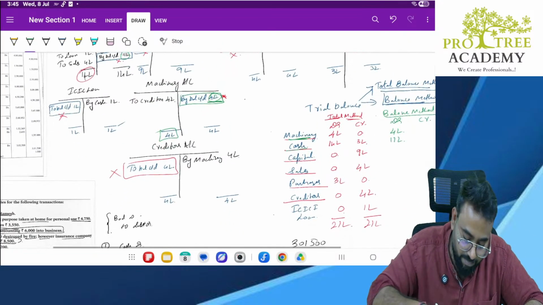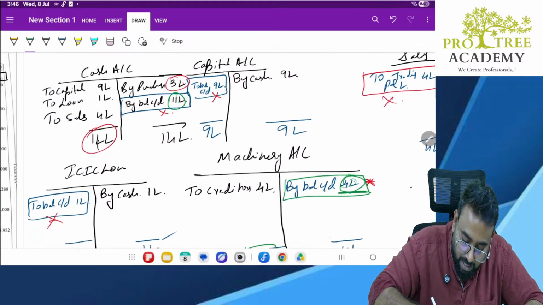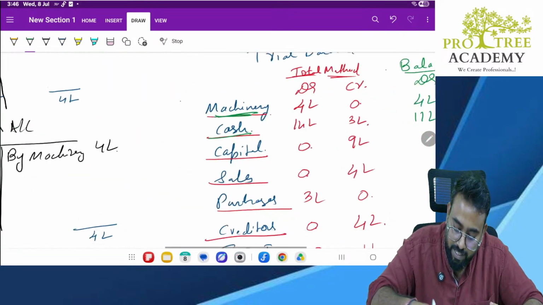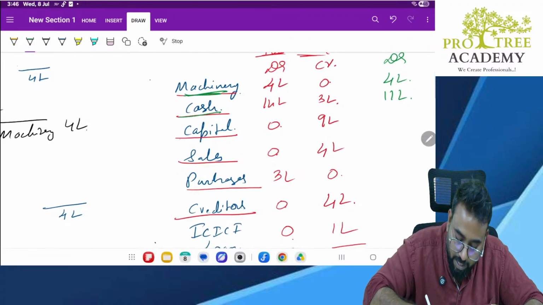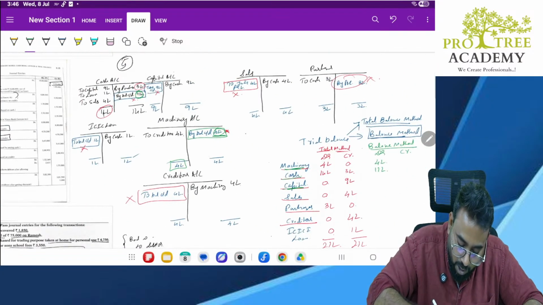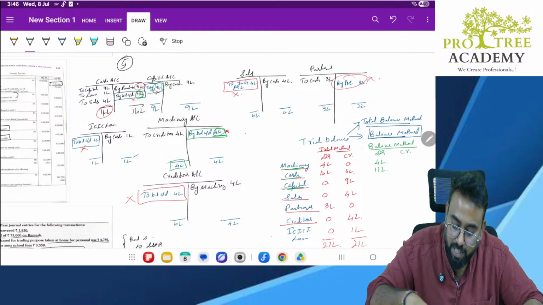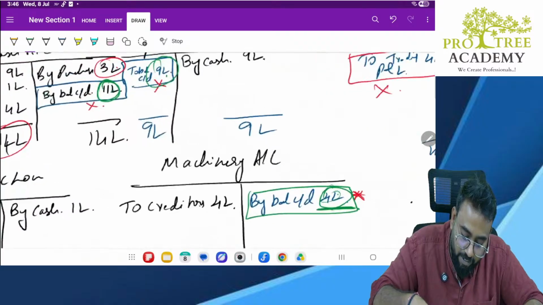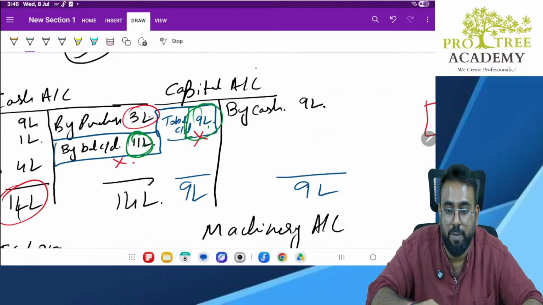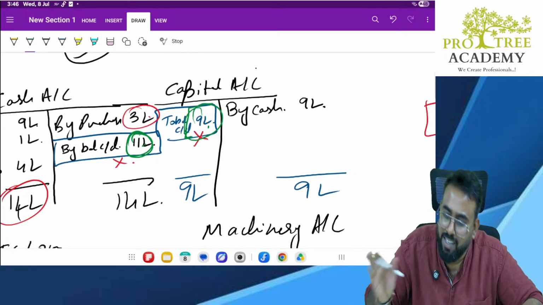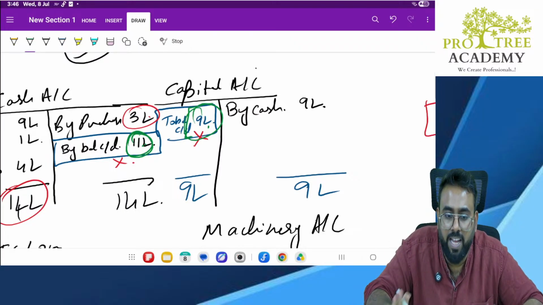Next, cash. What is the balancing figure? 11 lakh. Cash account should always have a debit balance, so it will be written on the debit side. 11 lakhs. Next, capital. Capital should always have a credit balance, correct? How much is the balance? 9 lakhs. Should be written on the credit side. See here, capital, where have we written the balancing figure? But we'll record it on the simple rule, sir. How did we arrive at the balancing figure? Because our credit balance is always higher than the debit balance. Correct or no?